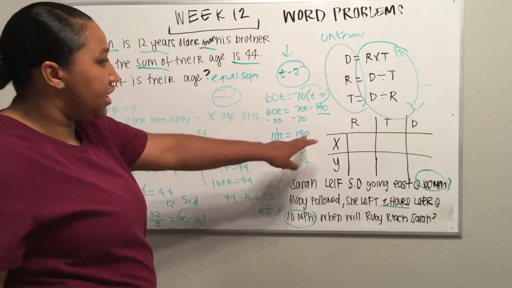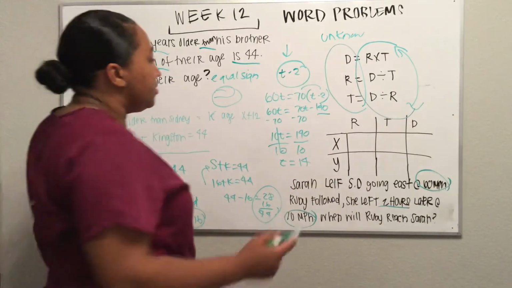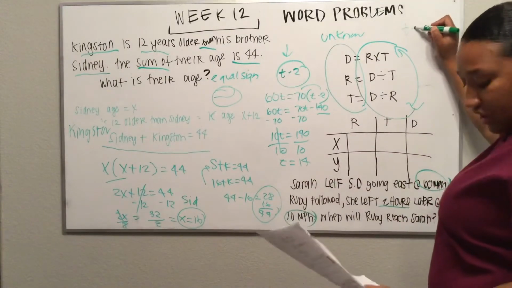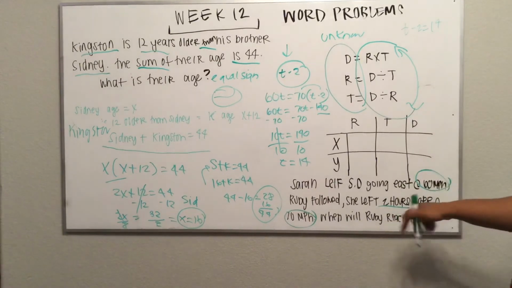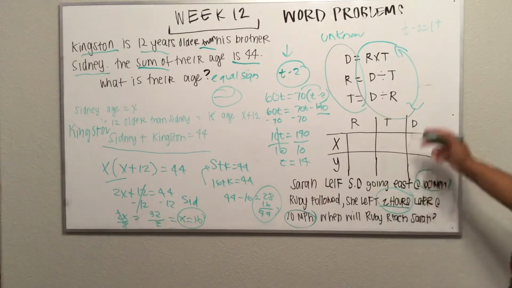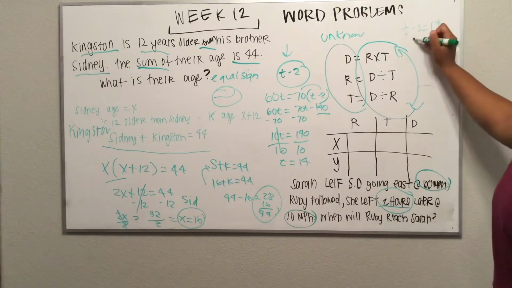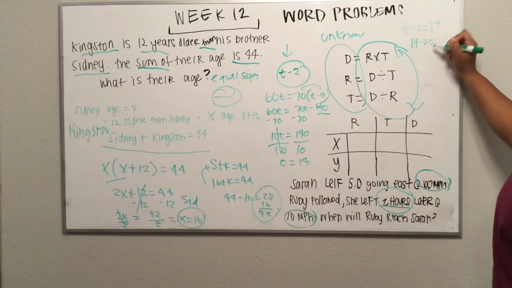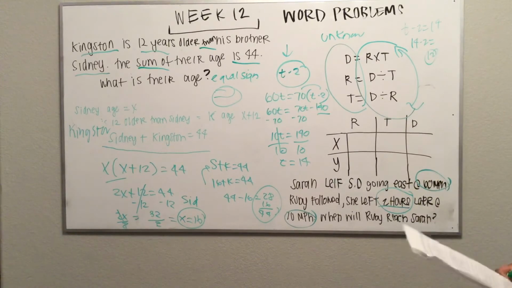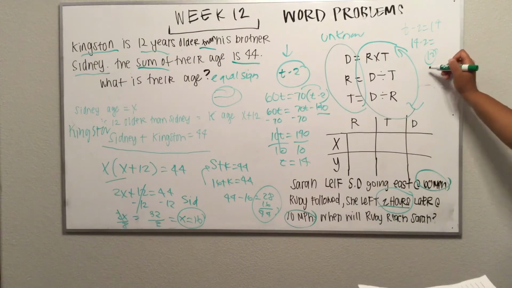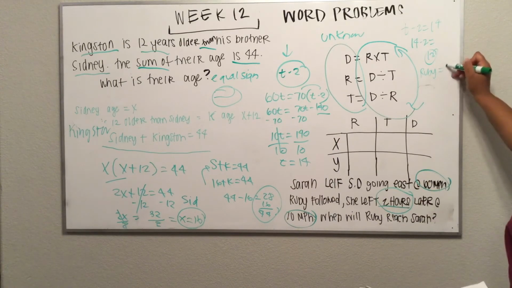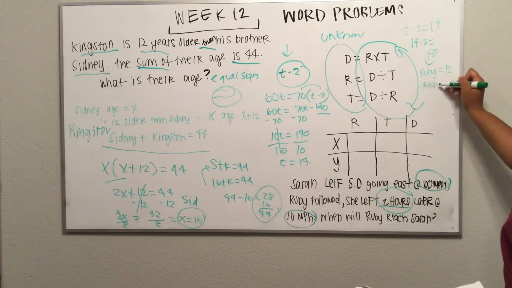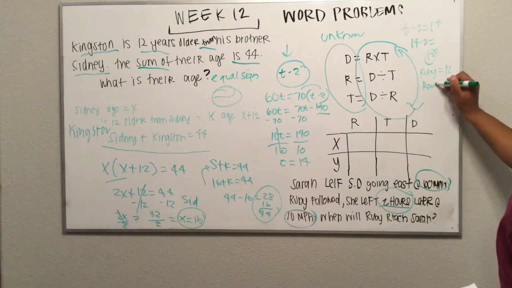So we'll use this and then we can check and plug it in here. So t equals 14. And then we can plug in what we know here as far as the 2 hours. So 14 minus 2 is 12. It would take her 12 hours to catch up to Sarah. So Ruby's rate, she equals 12 hours for them to reach Sarah.